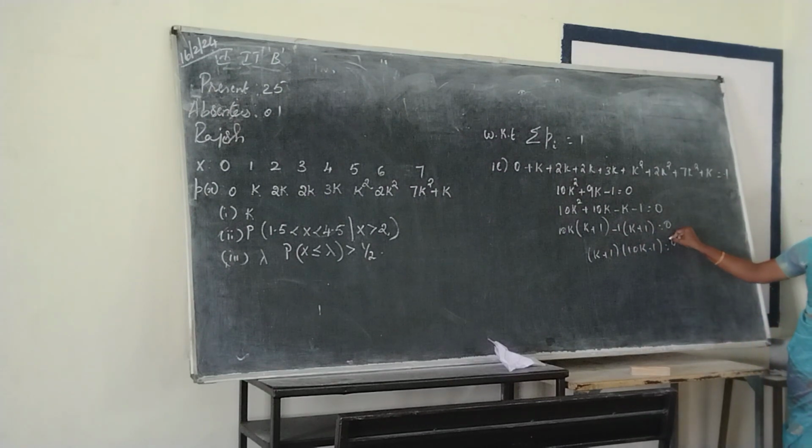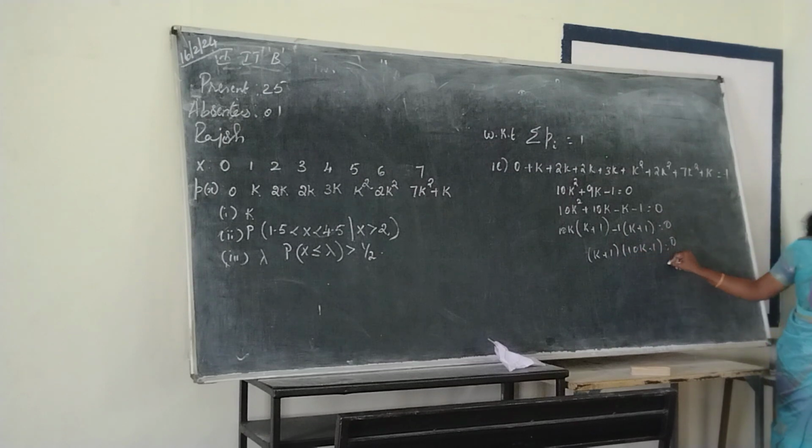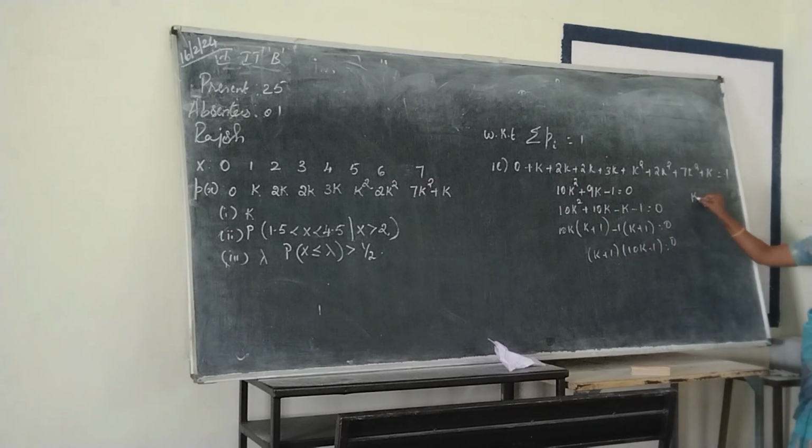Now you have to find the k value. Equate each one to 0. So k plus 1 equal to 0 implies k is minus 1. And 10k minus 1 equal to 0, so 10k equal to 1, so k will become 1 by 10. Okay. Now we got two choices of k value. Which will be the right one? Minus or plus?